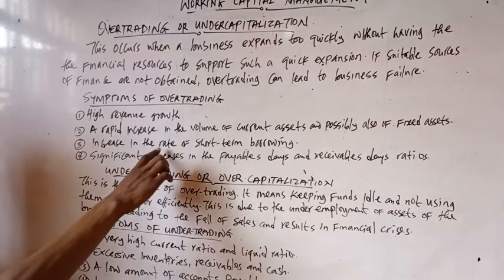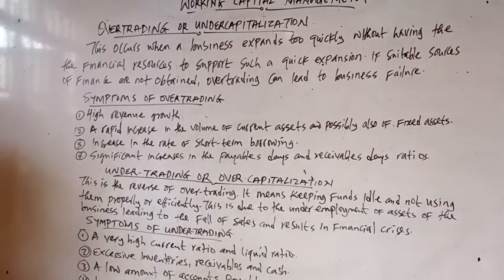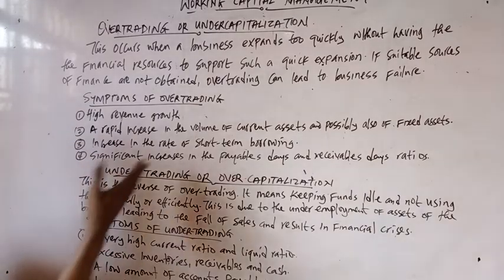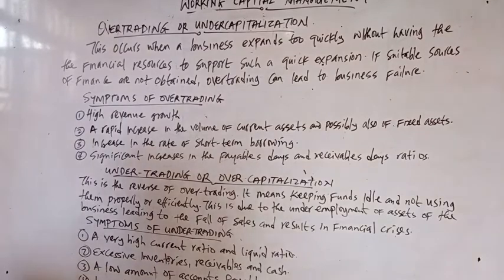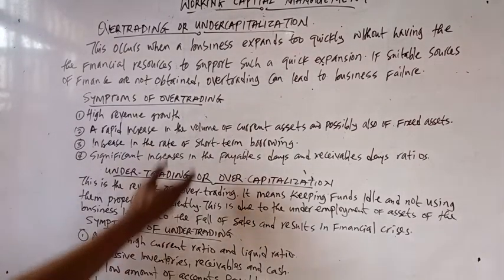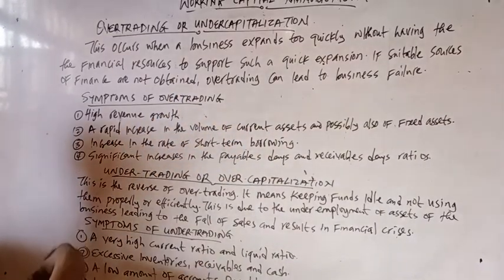Increase in the rate of short-term borrowing. You are borrowing short-term funds to finance the operation; it's borrowing short-term funds to finance long-term assets. This is a symptom of overtrading, though you are going to report a large volume of profit.